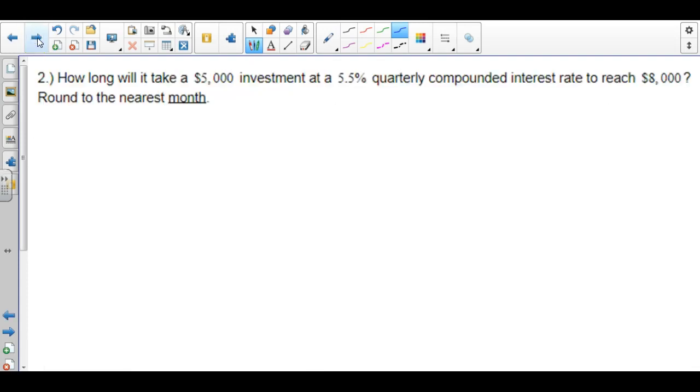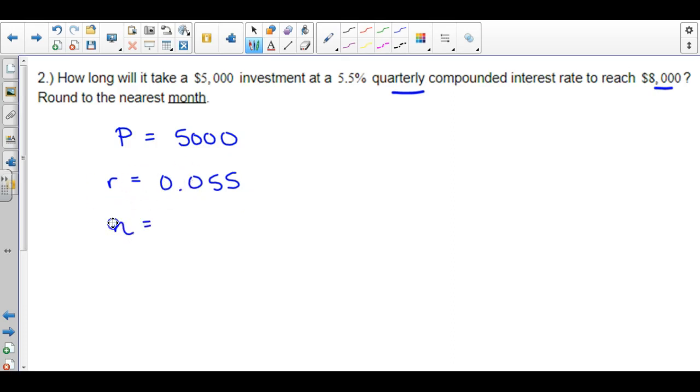So the next question is a little bit more straightforward. How long is it going to take a new $5,000 investment at a 5.5% quarterly compounded interest account to reach 8,000? For this problem, before I even jump into the equation, let's identify what we have. I know my principal, my initial amount, is $5,000. I know my interest rate is 5.5%, which as a decimal is 0.055, just sliding the decimal over 2 spots, indicating that we're dividing by 100.